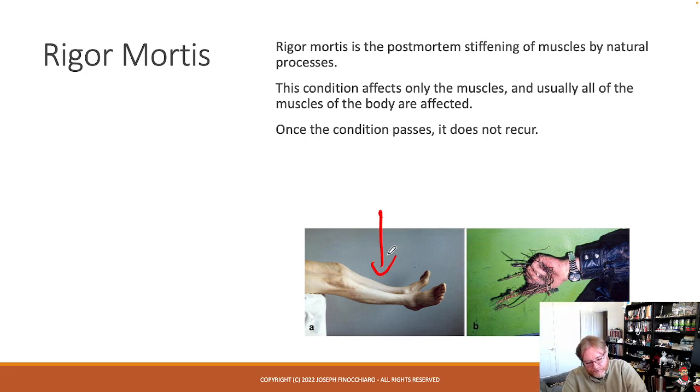You can see that this person is in such rigor that the legs do not flex at the knee because the muscles are completely frozen in cramps. On the other side, you have a hand that is clutching debris, and those fingers will not move because the muscles are locked and the tendons can't move.